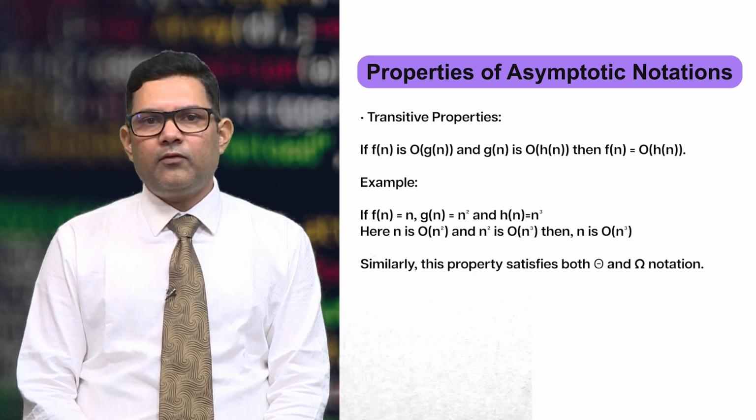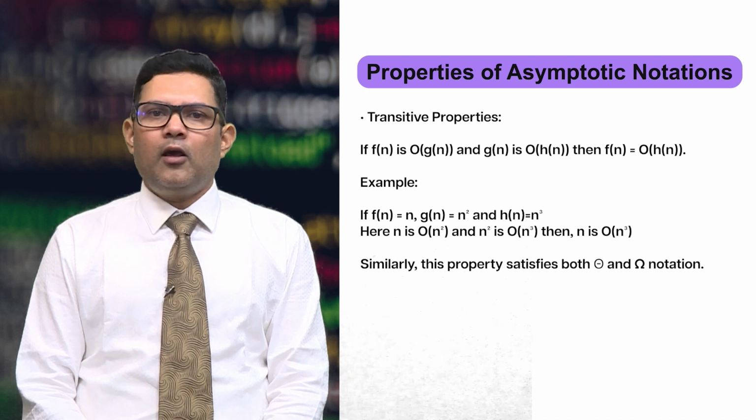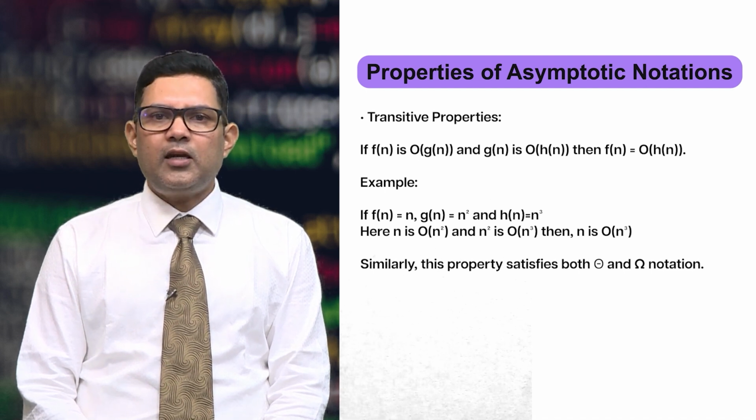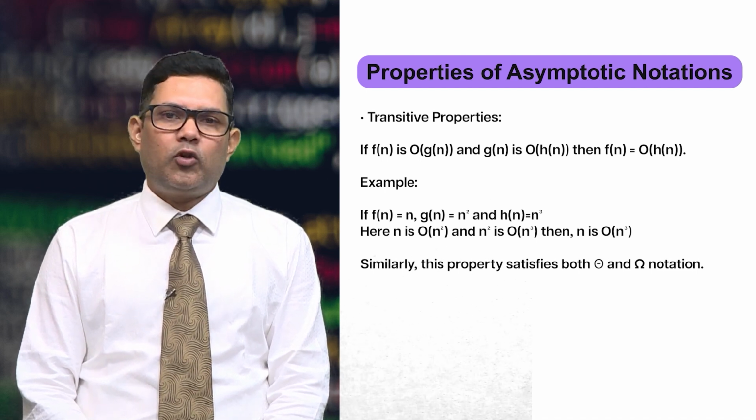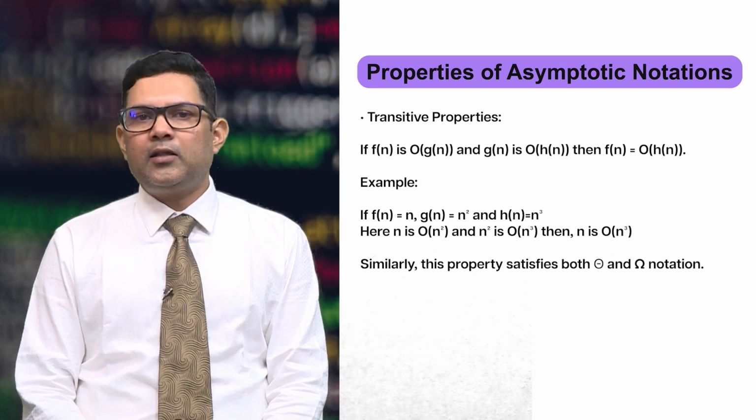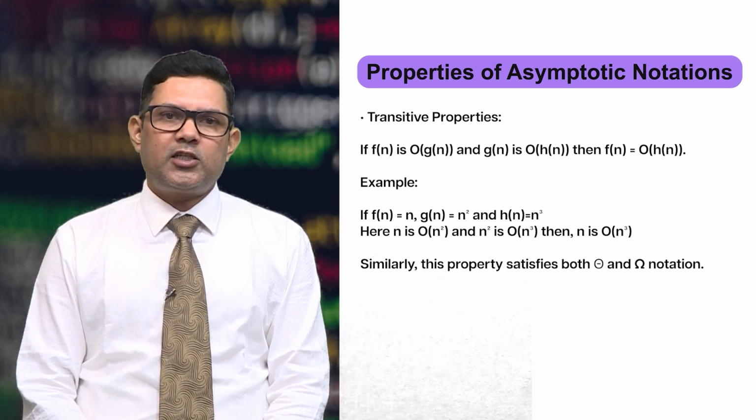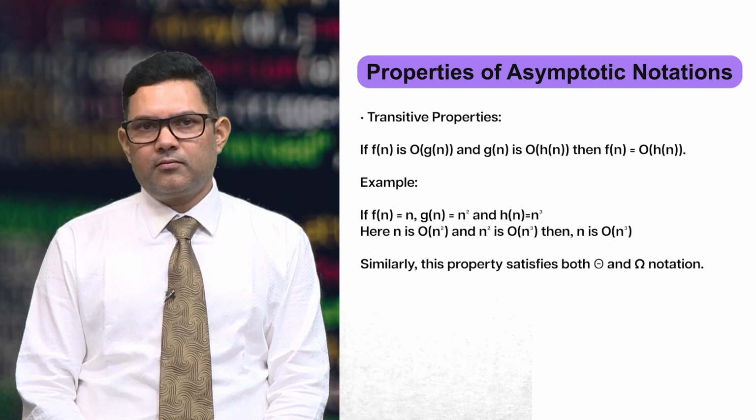Similarly, these transitive properties are satisfied by theta notation and omega notation. That means we have to remember that big O, omega and theta, all these notations satisfy the transitive property.